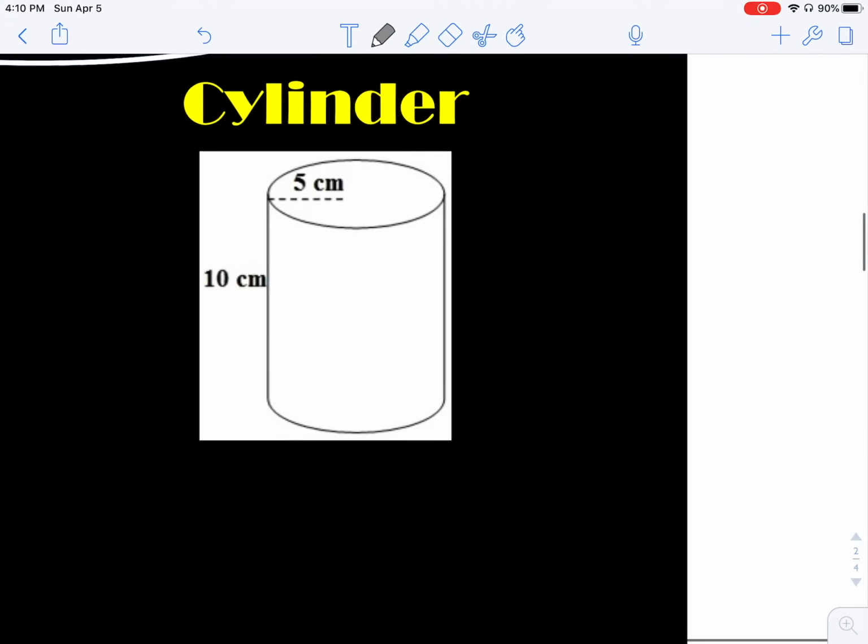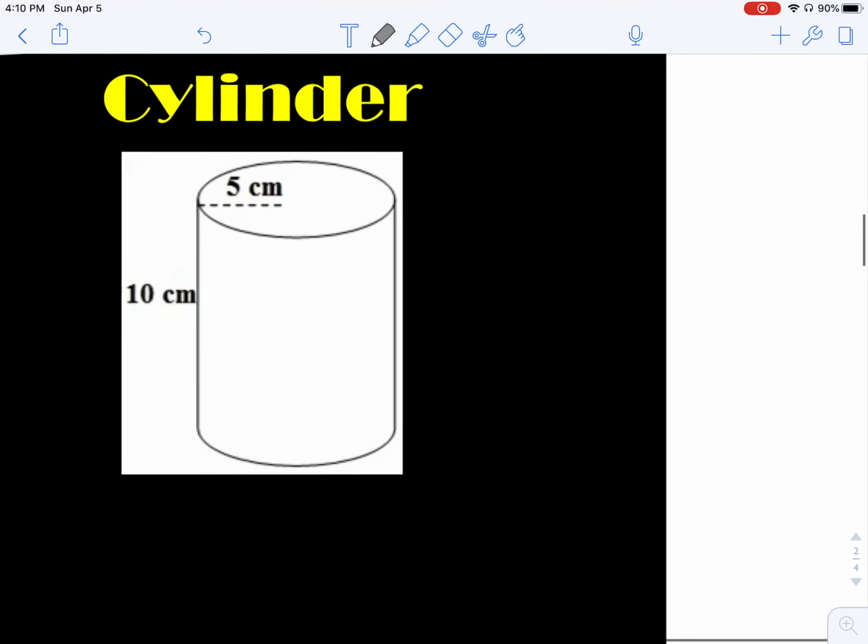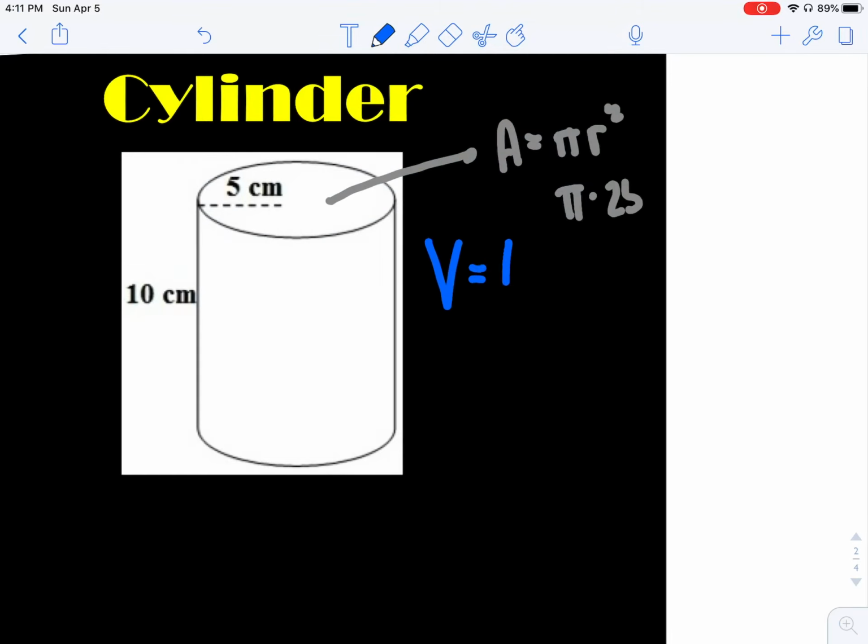The last one we'll do is when the shape of the base is a circle. If you recall, the formula for the area of a circle is pi r squared. The radius is 5 in this case, so that is going to be pi times 5 squared, which is 25 pi. And now we can calculate our volume. The volume is equal to the area of the base times the height.